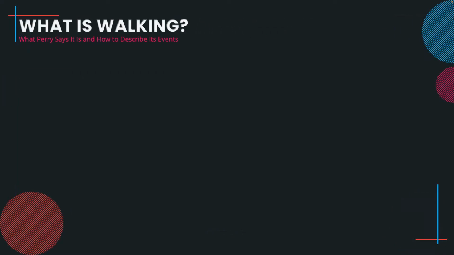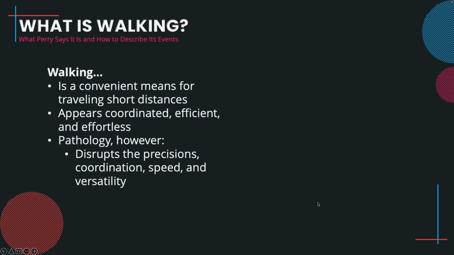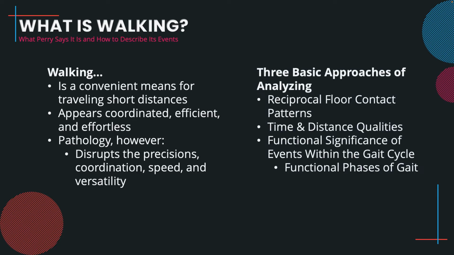Because now we're going to talk about just what is walking. So walking, it's convenient, helps us get from one place to another over short distances. And in its normal form, it appears to be coordinated, efficient, and effortless. But we're going to look how different pathologies disrupt that, and we'll actually see how walking is a pretty complex process.